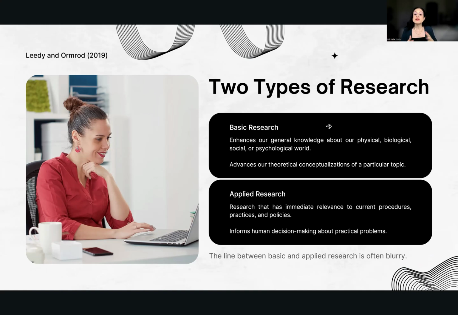Now, the line between the two is actually very, very thin, and it can be very blurry. It's sometimes hard to decipher what's what. And that's okay, but the reason for that is because basic research a lot of times not only is enhancing our general knowledge, but at the same time it's answering questions that could be immediately applied, as with applied research, right? So I just want to talk through those two types.